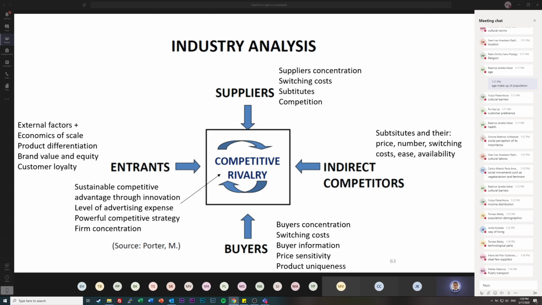So the cell phones could be an example of a product where the substitutes are quite strong. Yeah. So for cell phones, there is a high level of indirect competitors.